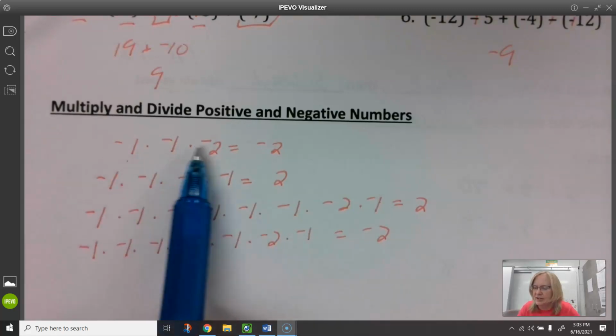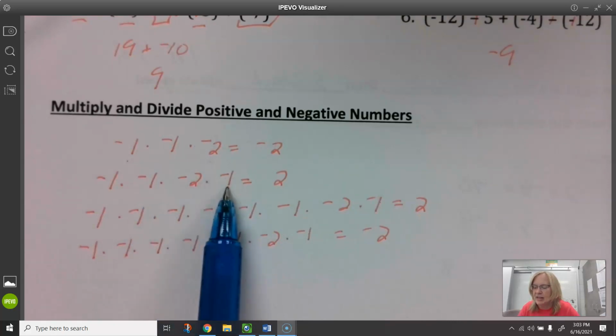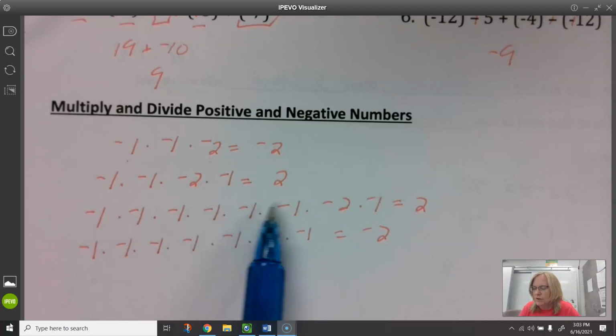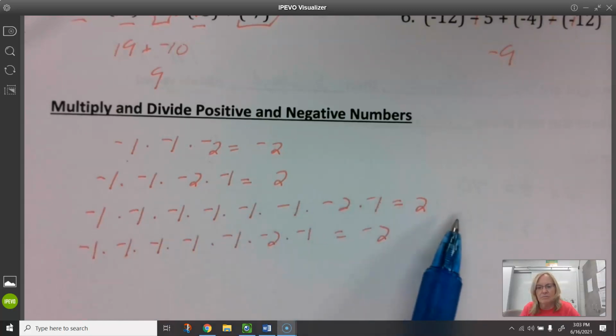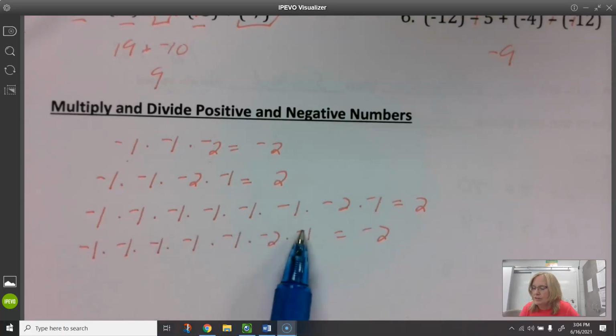Okay, do you see what's happening? I took a negative and a negative and a negative, and I got a negative. But when I take a negative times a negative times a negative times a negative, I got a positive. Count up all these. 1, 2, 3, 4, 5, 6, 7, 8. Positive 2. 1, 2, 3, 4, 5, 6, 7. Negative 2. What do you notice?